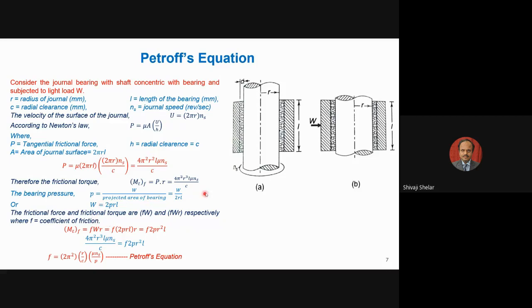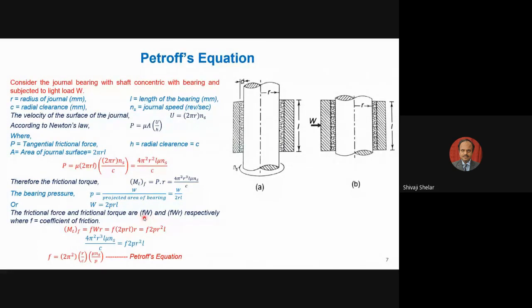So from this we can determine your load W. The radial load W which can be supported for a given bearing pressure or standard bearing pressure is equal to 2PRL. Now there will be frictional force because of this radial load. The frictional force is F into W. W is your normal force. If you multiply by the coefficient of friction, then it becomes frictional force.